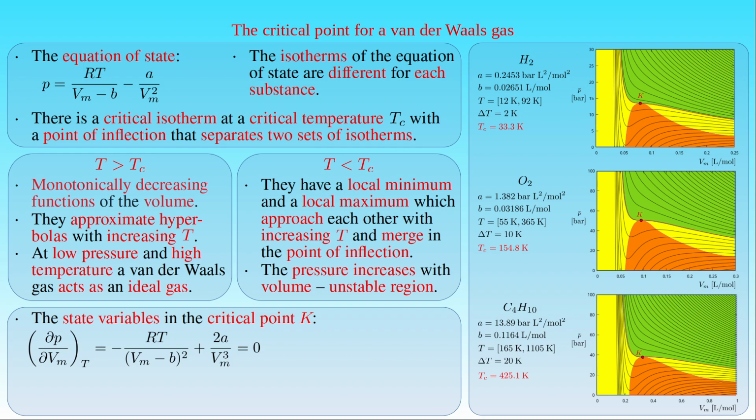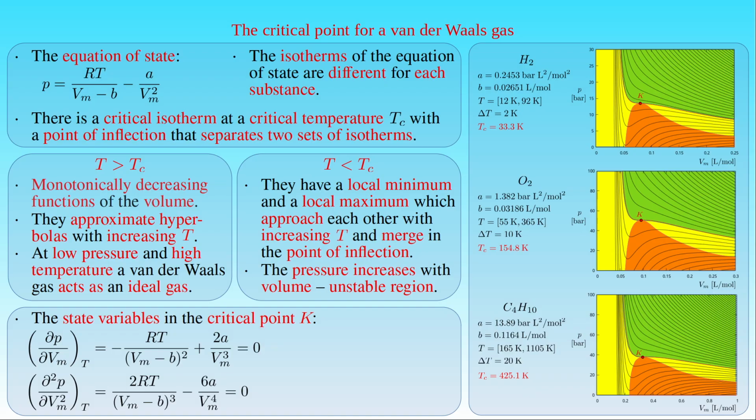Similarly, the second order derivative of the pressure P with respect to the molar volume Vm at a constant temperature T is given by 2 times R times T over the cube of the difference between Vm and B, minus 6 times A over Vm raised to the power of 4. This expression also vanishes in the critical point K.